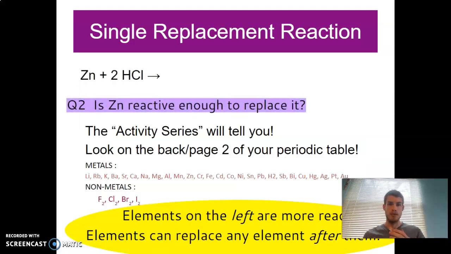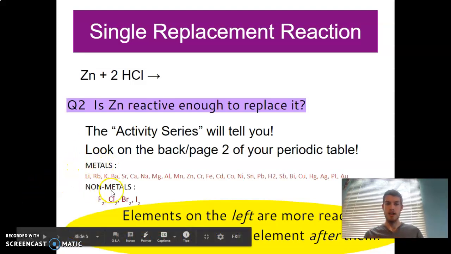Now, the second question that we need to always ask ourselves is, is that element reactive enough to replace the other element? And the way that we're going to find that is with what we call the activity series. So right now, what I want you all to do is take out your periodic table, the one that you should either have printed out or have saved somewhere, and either on the back of the physical copy or if you scroll down on your digital copy, you should be able to find a spot that says activity series, and it looks just like this.